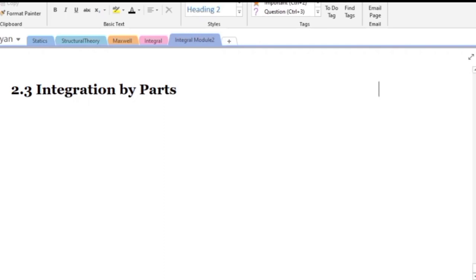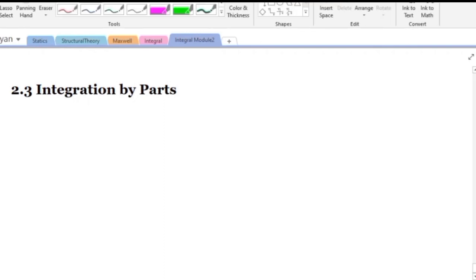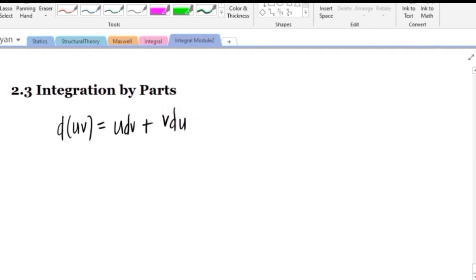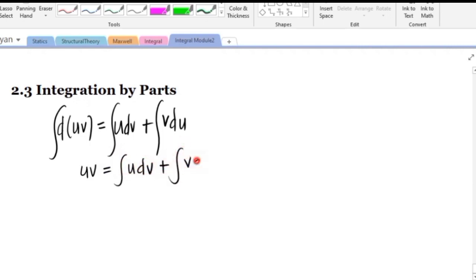From the formula of the differential of a product, we have the derivative of the product of u and v, that is just equal to u dv plus v du. Integrating both sides, we shall obtain the following. So taking the integral of this, integrate and integrate here. So that would be uv is equal to the integral of u dv plus the integral of v du.